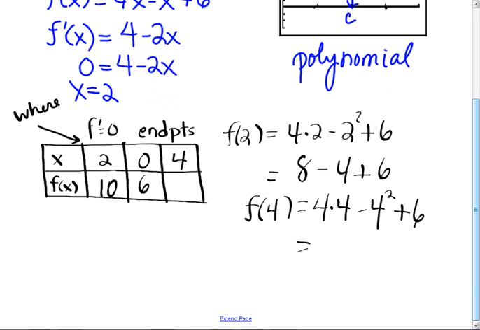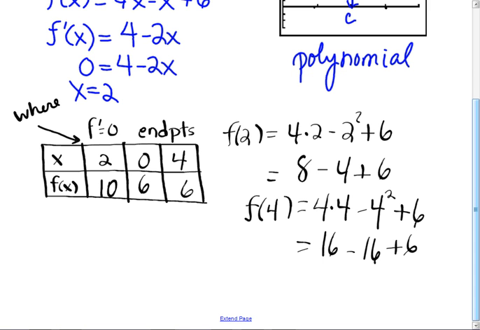A lot of people did 4 times 4 and said it was 8 on the test. Yeah, a lot did. Not your class as much as the other class. 16 minus 16 plus 6. Oh, that's 6. It's okay that you have a minimum occurring twice.